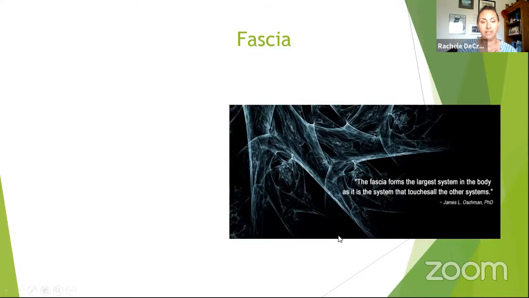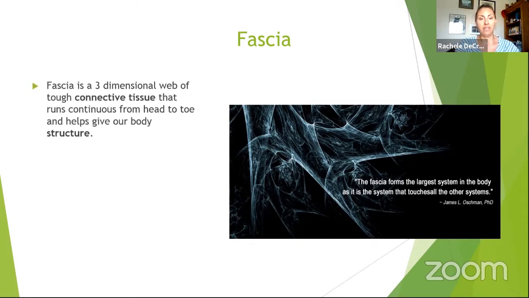So before we get into that topic, I want to just talk to you about what fascia is. A lot of people don't know what it is. People have heard of the muscular system or your skeletal system, your circulatory system. We also have something in our body called a fascial system. The fascial system is a three-dimensional web of tough connective tissue, and it runs continuous from head to toe in our bodies, helps to give our body structure.